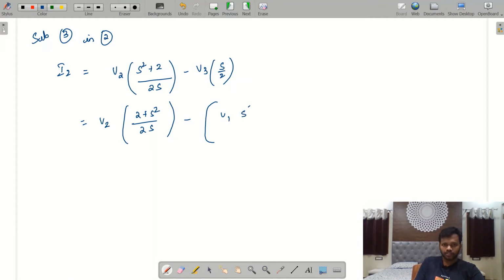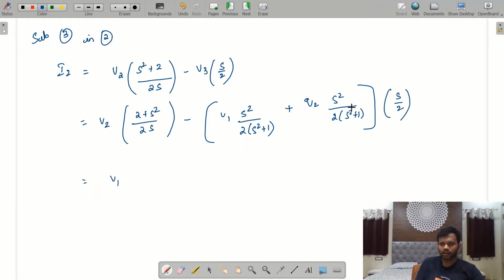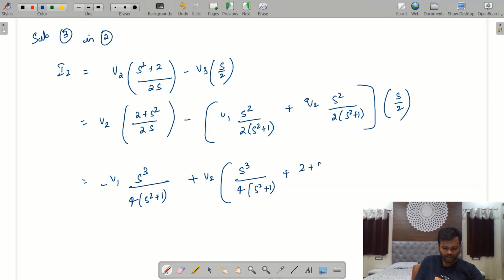V1 into S square by 2 into S square plus 1, plus V2 into S square by 2 into S square plus 1 into S by 2. Okay, so which will be equal to, if we take V1 as common, V1 into S cube by 4 into S square plus 1, plus V2 into S cube by 4 into S square plus 1 plus 2 plus S square by 2S.